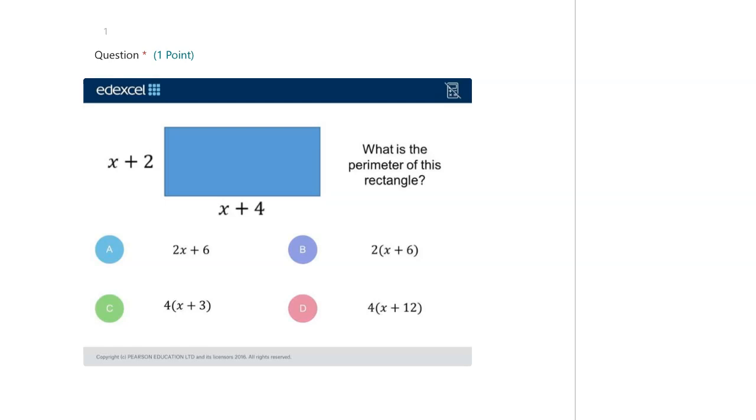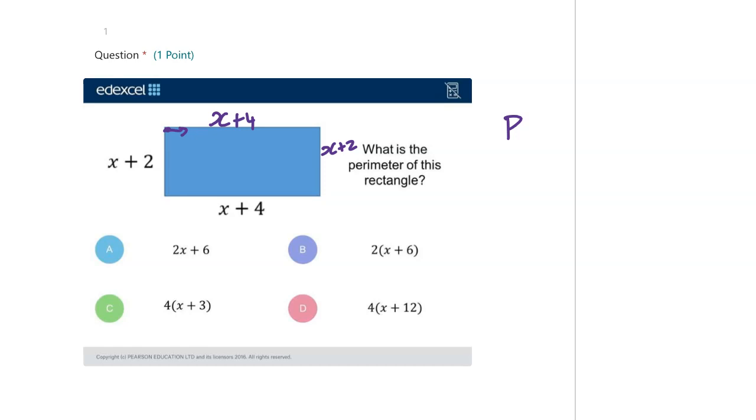Rightio, quickly running through the solutions for the Term 1 Week 1 quiz for 11 maths methods. Nice easy one to start off, wasn't it? Find the perimeter of the rectangle. It's a rectangle, so we know opposite sides are equal, so I can add in the x plus 4 and the x plus 2. Pick a starting point and go around the object.